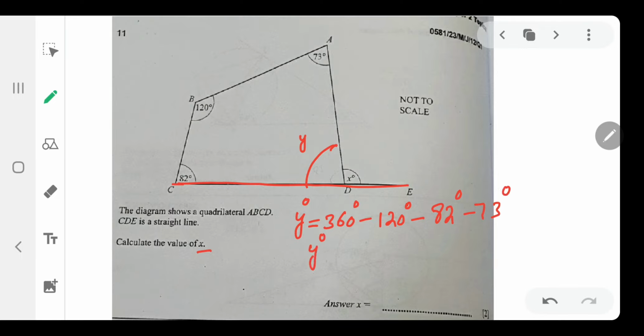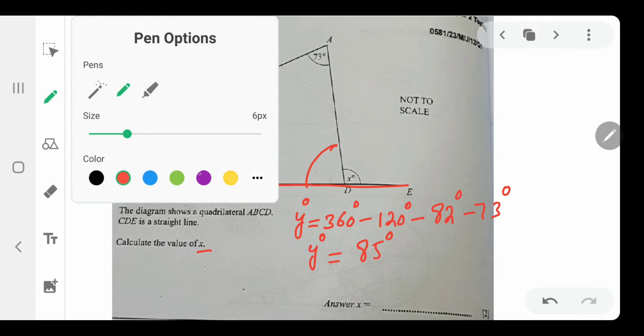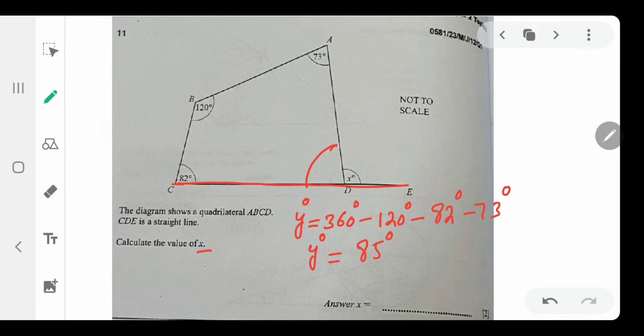What will be the value of y, right? So, the value of y is 85. After simple mathematical calculation, we get the value of y is 85. So, this angle is 85, right. So, we can write this angle is 85 degrees.